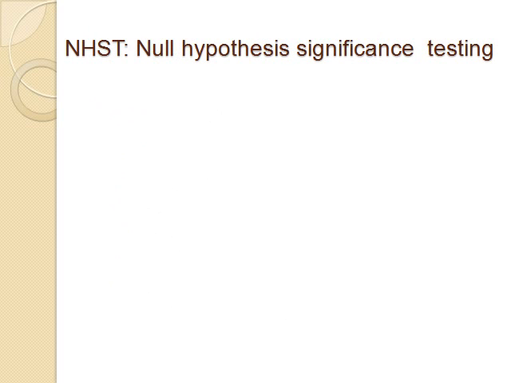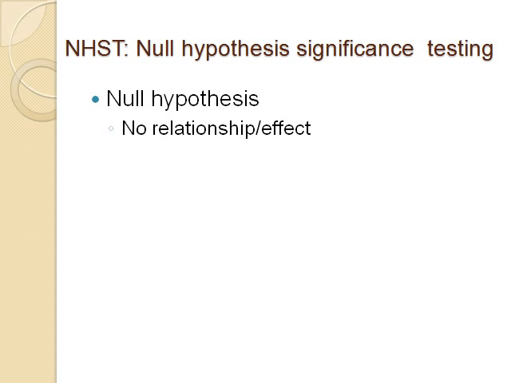Okay, so the major approach to testing hypotheses when it comes to statistical testing is NHST, Null Hypothesis Significance Testing. So let's start by talking about the null hypothesis. It's generally the opposite of what you hope to find. Again, we try to form hypotheses in the affirmative, as a positive. So the null hypothesis is a hypothesis of no relationship or no effect.